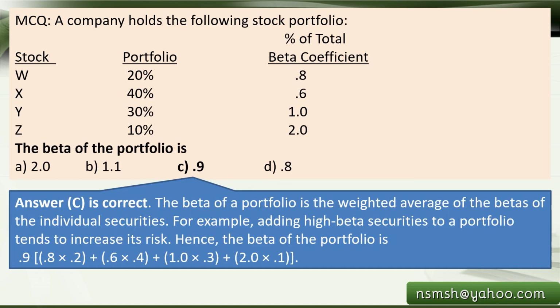The right answer is C. The beta of a portfolio is the weighted average of the betas of the individual securities. What is the weight? The weight is the portfolio percentage, the percentage that a particular instrument has within the portfolio. So we multiply the individual beta values by their weightage, and the sum of that is the beta of the portfolio itself.